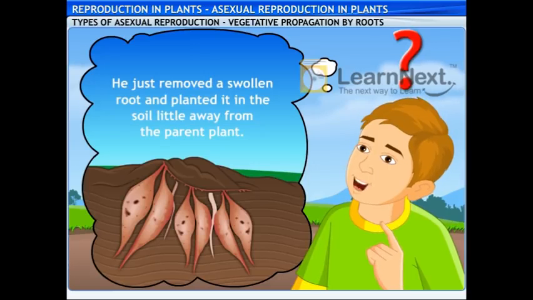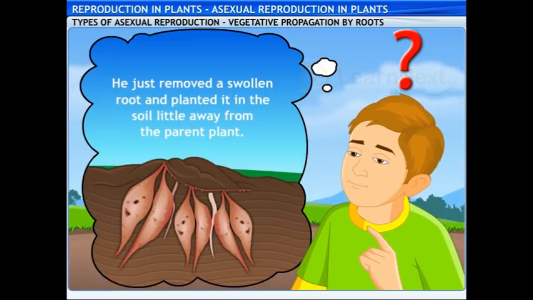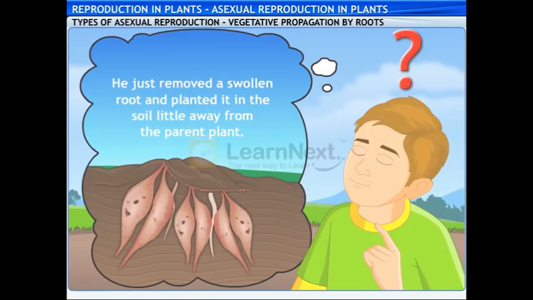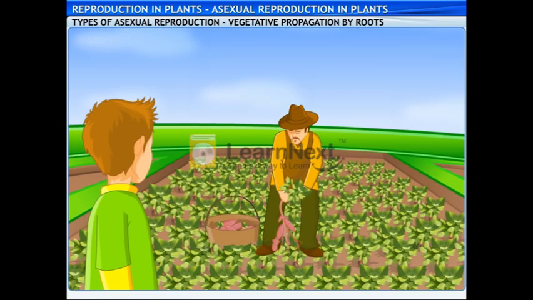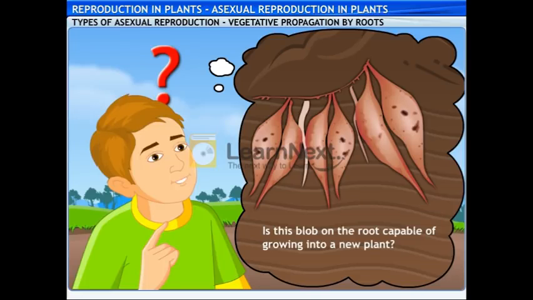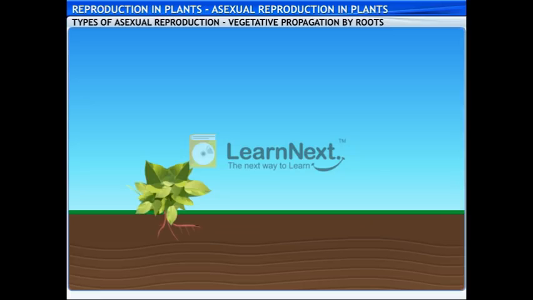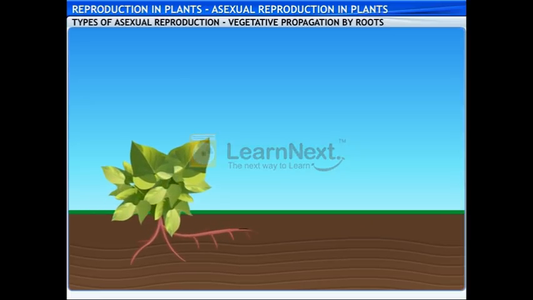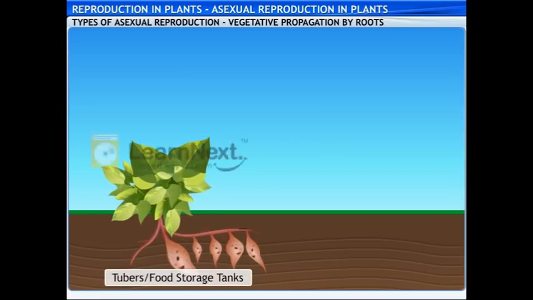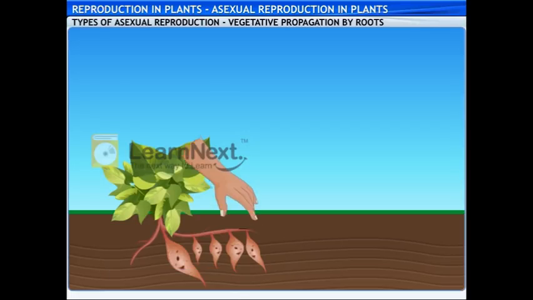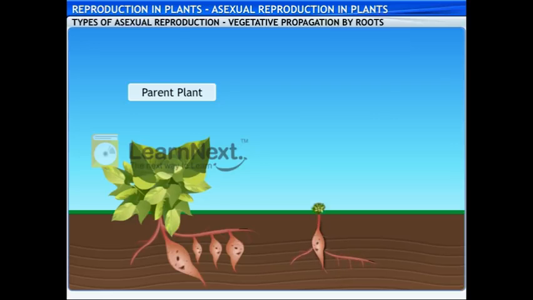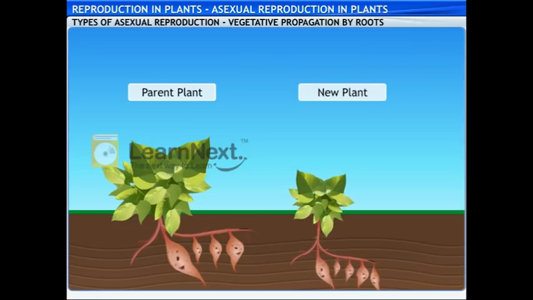He just removed a swollen root and planted it in the soil, little away from the parent plant. Is this swollen root capable of producing a new plant? This swollen root is known as a tuber. The root grows into tubers, which are the food storage tanks for these plants. When these tubers are detached from the parent plant and planted into the soil, they grow into a new plant.